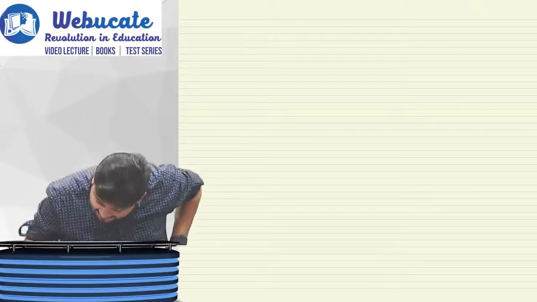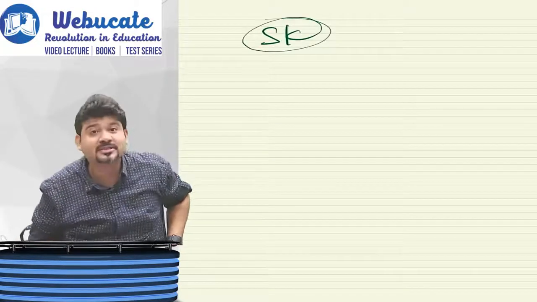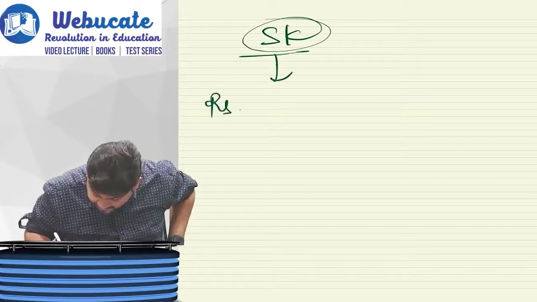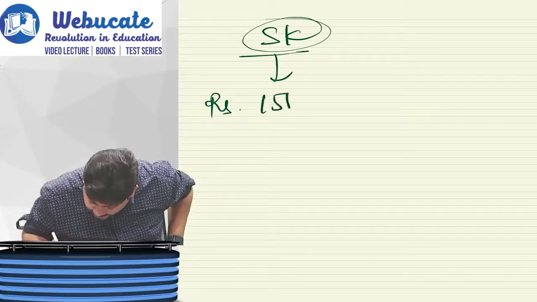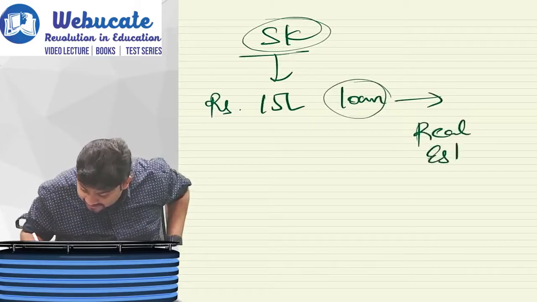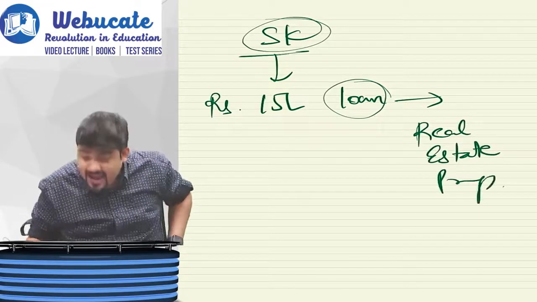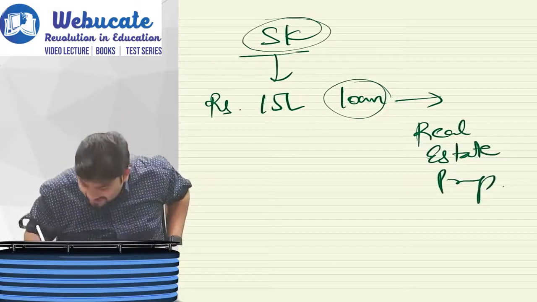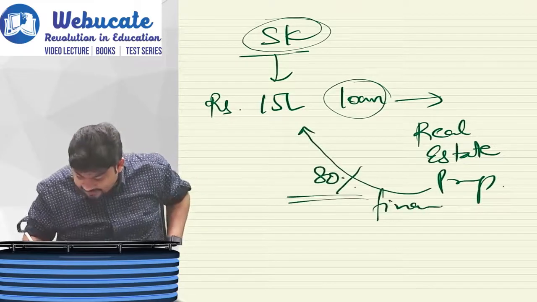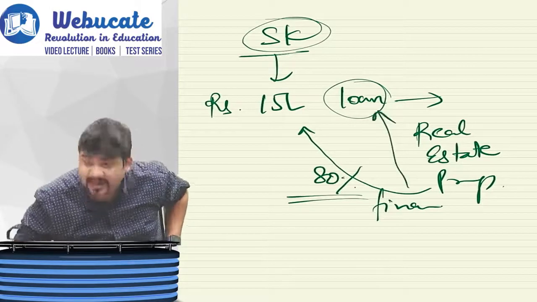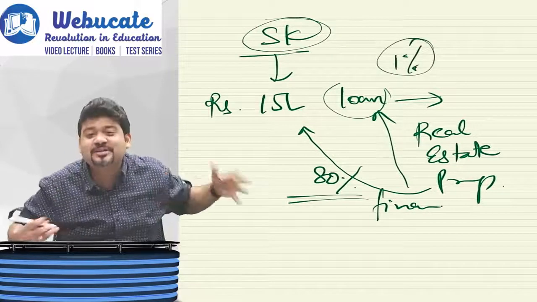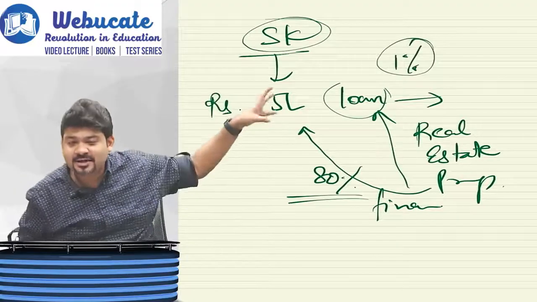And that is where, for example, let's take an example of Mr. Sankalp. Mr. Sankalp thought, let's take a loan. Say I'll take a loan of, say, 15 lakh rupees, and from that loan I will purchase a real estate property. And now, can I say 80% of the property is financed by the loan? I want it in loan only because the loan rate is only 1%. So I am very much interested in taking this loan. So I have taken a loan.